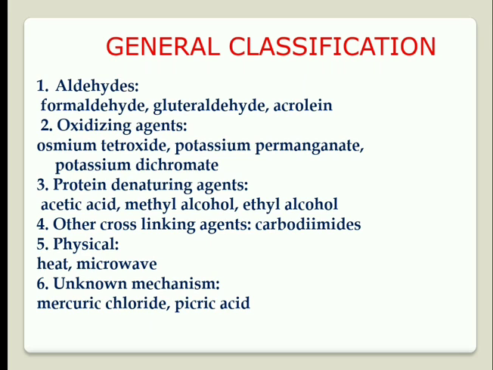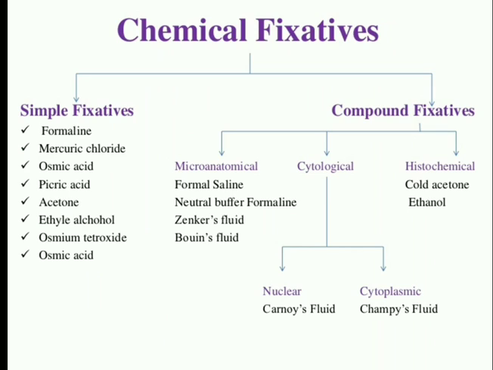Now, general classification of fixatives. Mostly classified into aldehydes, for example, formaldehyde, glutaraldehyde, acrolein. Oxidizing agents, for example, osmium tetroxide, potassium permanganate, potassium dichromate. Protein denaturing agents, for example, acetic acid, methyl alcohol, ethyl alcohol. Other cross-linking agents are carbodiimides. We can even do fixation by using physical means like heat or microwave. And there are some chemicals whose mechanism is unknown, for example, picric acid and mercuric chloride.